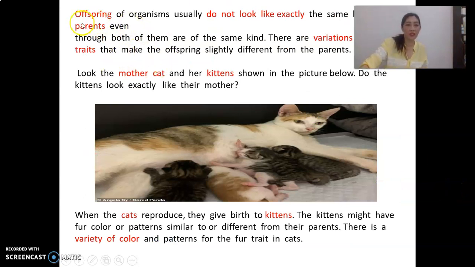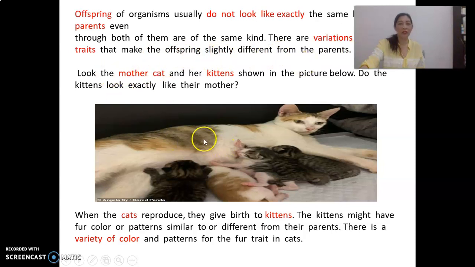Then the offspring of organisms usually do not look exactly the same as their parents. So this is the parent, and this is the offspring. Both of them are made of the same kinds. There are variations in the traits that make the offspring slightly different from the parents.